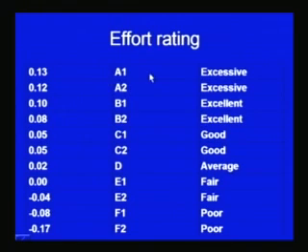The effort rating includes the extent up to which the different body parts are being used and the kind of efforts being used by the operator during the operation. There are again 6 classes which range from poor, fair, average, good, excellent to the excessive, and each of the classes will have 2 further degrees, the higher degree and the lower degree. So, according to the class of the effort rating, excessive and the higher degree will be assigned a value of 0.13, while the poor of the lower degree will be assigned a value of minus 0.17.